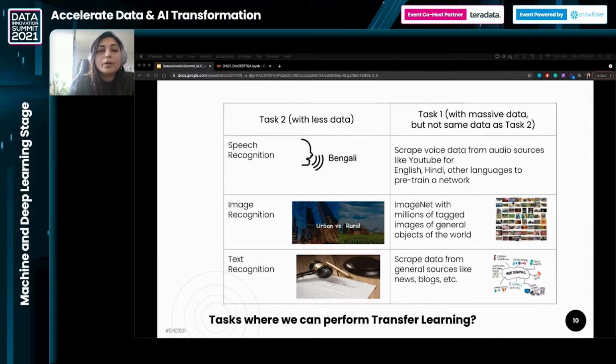But then when you want to do a task two, where you have a smaller data set, say for image recognition you want to identify if it's an urban image or a rural image, it's not that you have a humongous amount of data tagged with urban and rural. Instead, you can use the ImageNet data set, which has learned to identify which objects belong to which category, and use that in your transfer learning process to fine tune and build up your image recognition process.